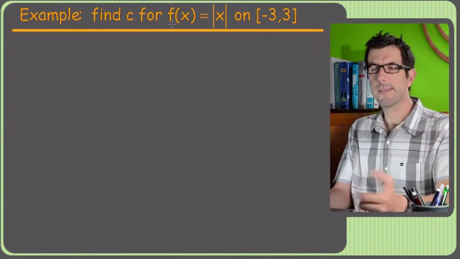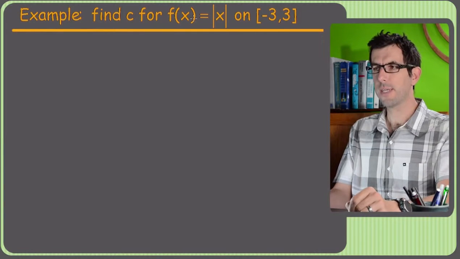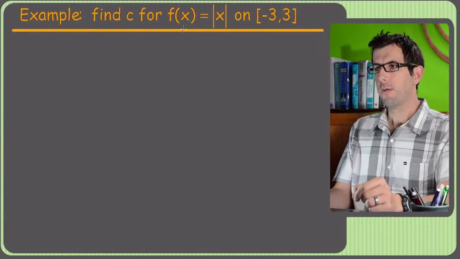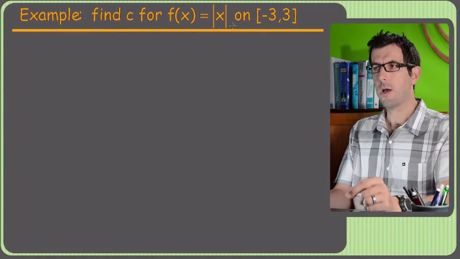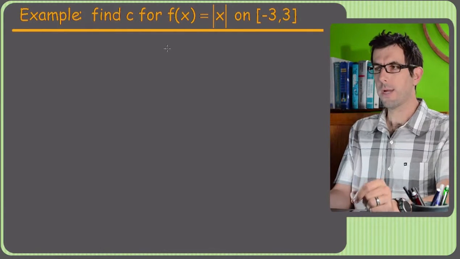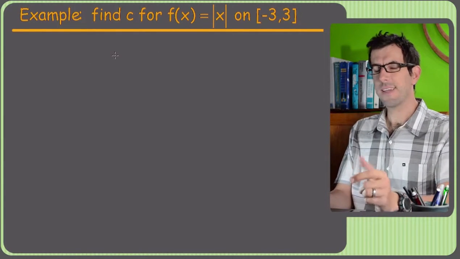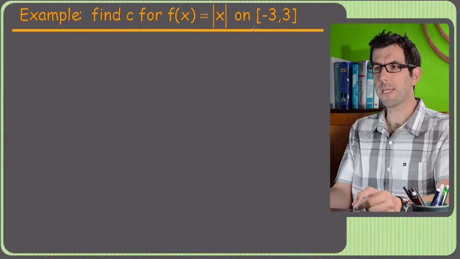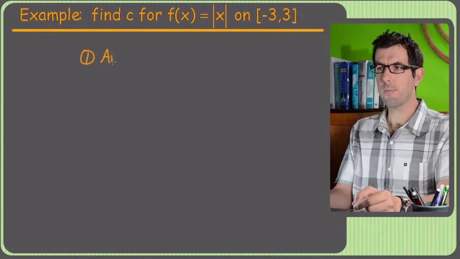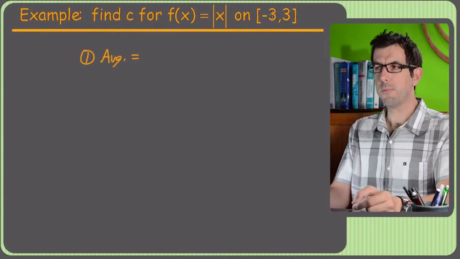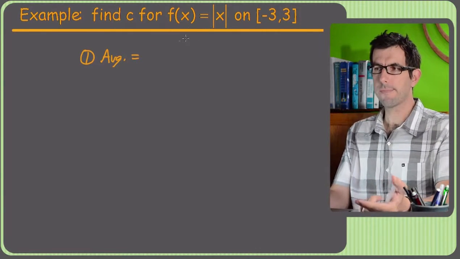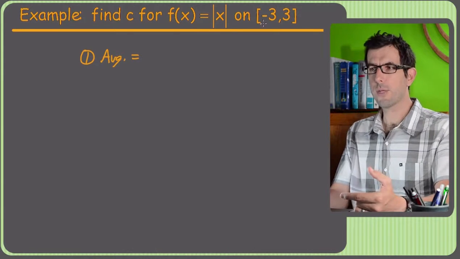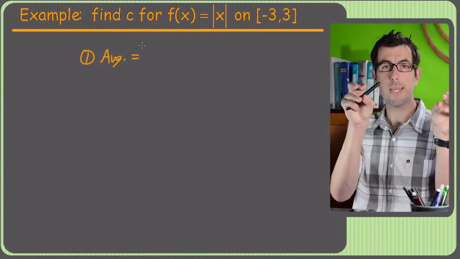So once again, find C, the point which satisfies the mean value theorem, for absolute value of x on negative 3 comma 3. All right, so let's take a look. First you want to figure out the average slope, but that's pretty easy. So step 1, for the average slope, you plug in negative 3 and you get 3. Plug in positive 3, you get 3. So these 2 points are right next to each other.